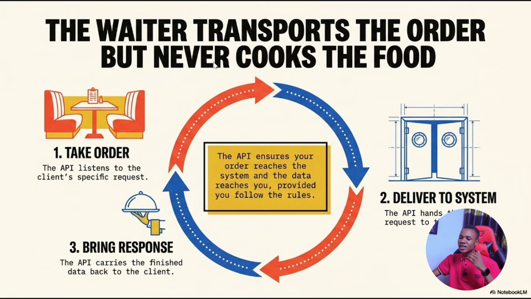So the waiter transports the order but never cooks the food. It takes the order, brings the response, and delivers it to the system. So the waiter basically is the API. The API ensures your order reaches the system and the data reaches you, provided you follow the instructions. And I'm going to show you what usually happens if you don't follow the instructions.